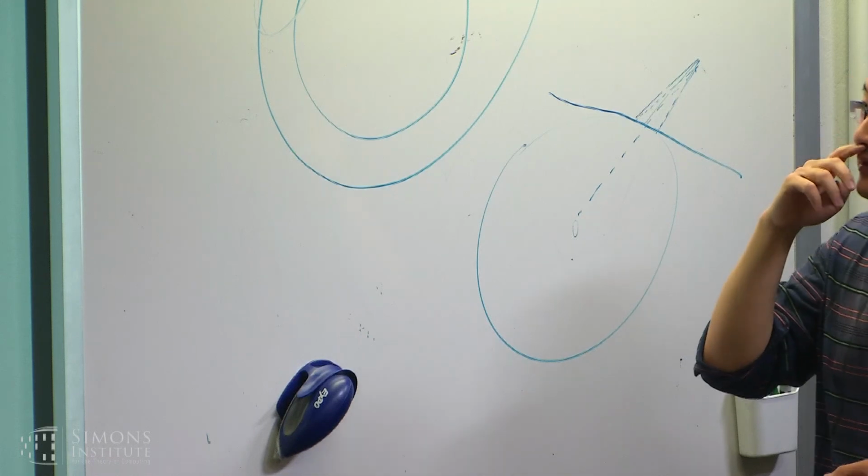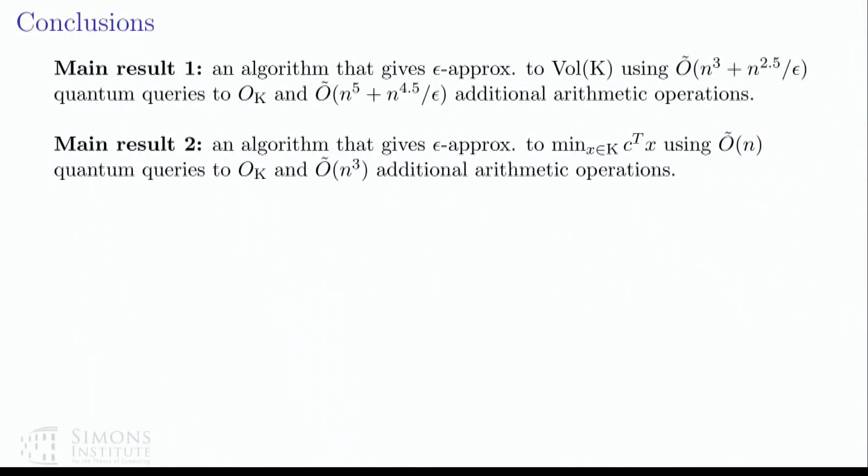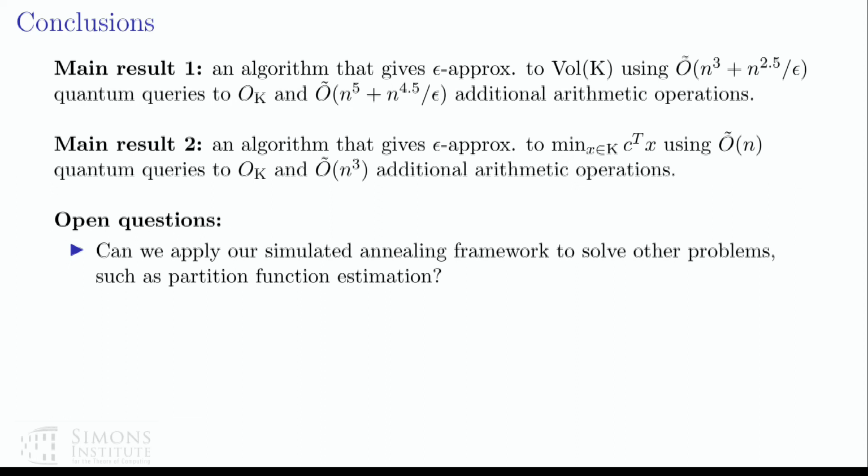Okay, so let's just very quickly summarize. The conclusion here is that we gave two quantum algorithms on convex bodies. The first algorithm is for volume estimation of convex bodies, for which we have a corresponding quantum speedup. And also, we very briefly talked about quantum algorithms on convex optimization, solving these very general problems. So let me list a few open questions.